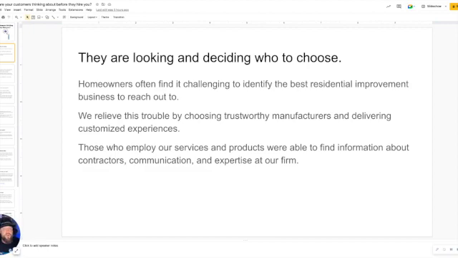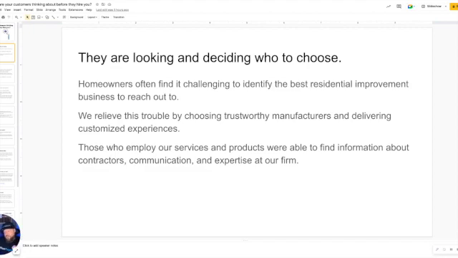Maybe they go to Google and they're just reaching for the top of the bin. Who's positioned their SEO perfectly on Google, and they're going to call the first 3 or maybe the first one. So it could be challenging. Are they savvy? Do they know that people can pay just to have those ad positions, right? We realize the trouble of choosing trustworthy manufacturers delivering customized experiences, right? And those that employ our services and products, we're able to find information about contracts, communicating with the expertise at our firm.